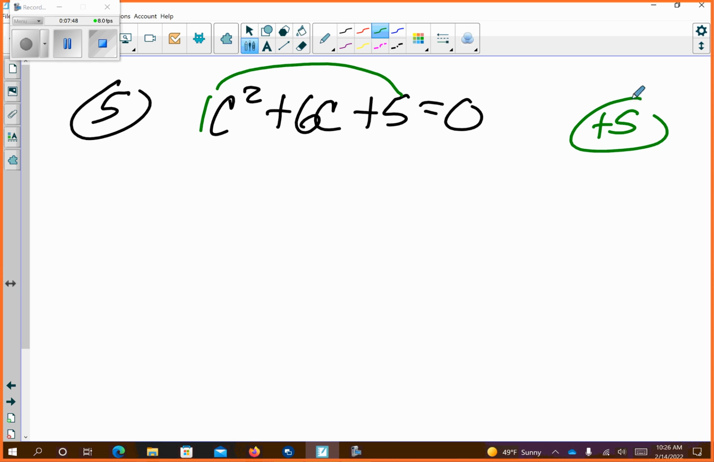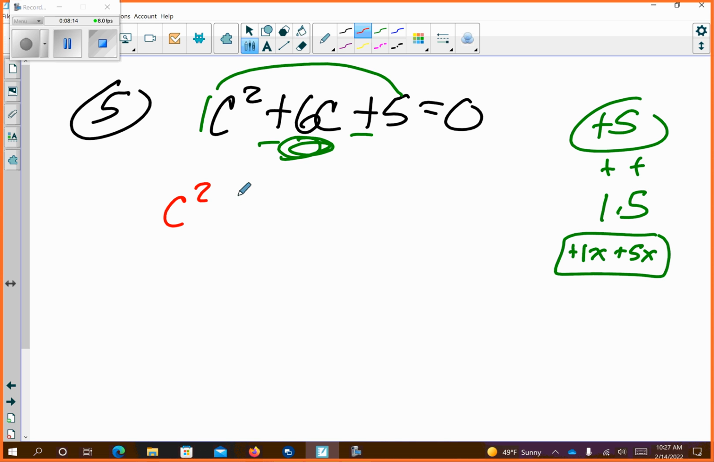Are both signs positive or both signs negative? They're both positive, right? They're both positive because these are both positive here. Okay, so 1 times 5 is the only way that I'm going to multiply two whole numbers together to get 5. Is 1 plus 5 equal to 6? Yep, so 1x, positive 1x, positive 5x. This is what I'm going to plug in here.